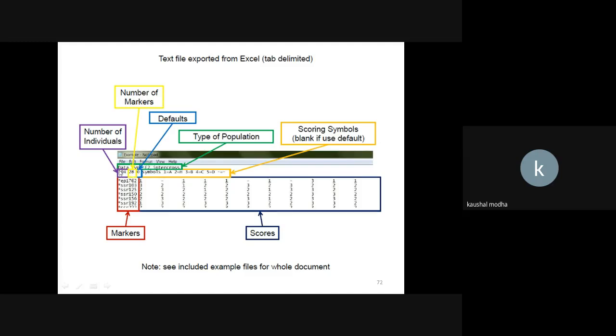Generally, these are higher than 200. Markers may be more than 100. It is better if you utilize more and more markers. But again, you have to take into consideration the material to be handled, resources available and the funding available.